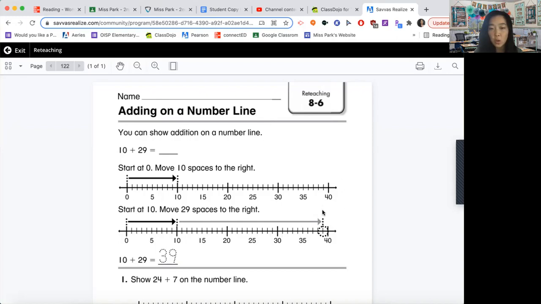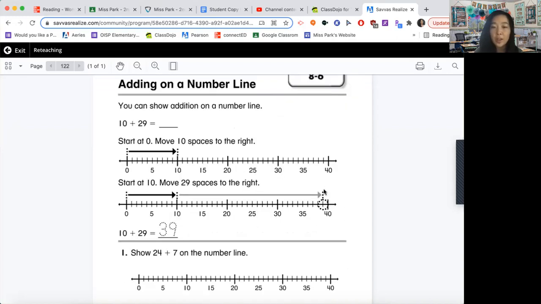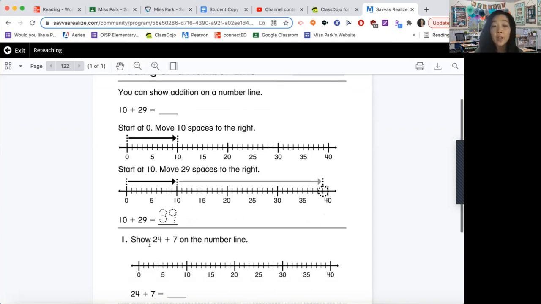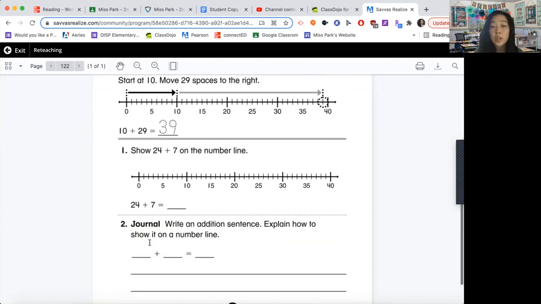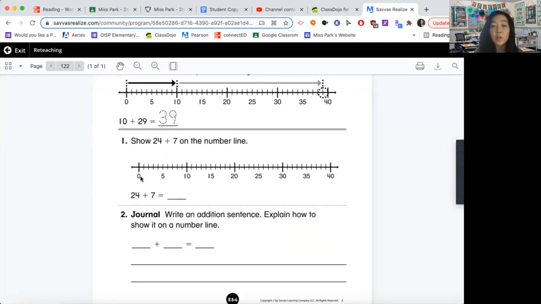So we get to this number right here. What we're doing is drawing a line and circling where we stopped. And where did we stop? We stopped at the number right before 40. What number comes right before 40? 39. So our answer is 39. Let's do one more here. We have 24 plus 7. Show that on the number line.